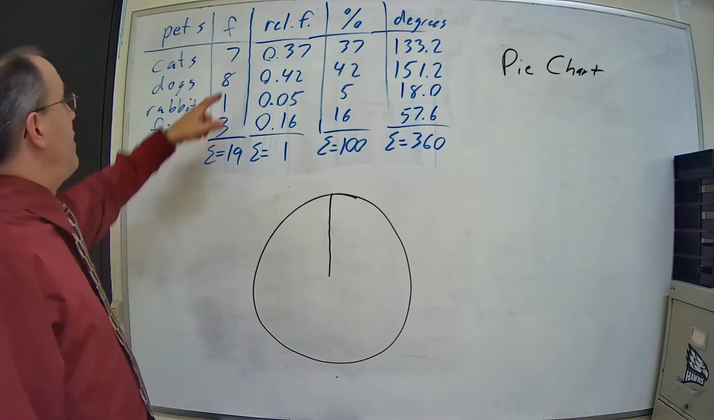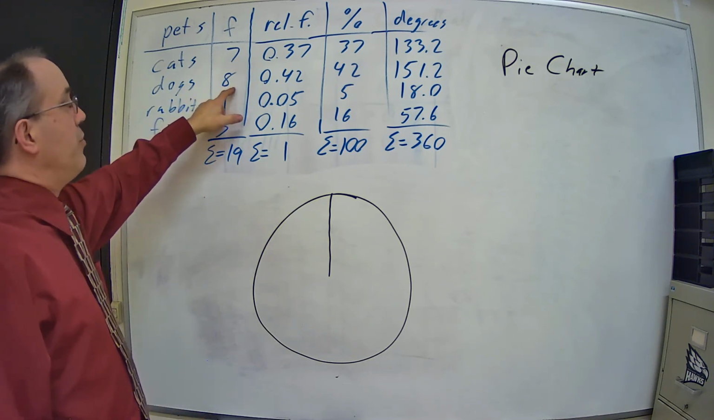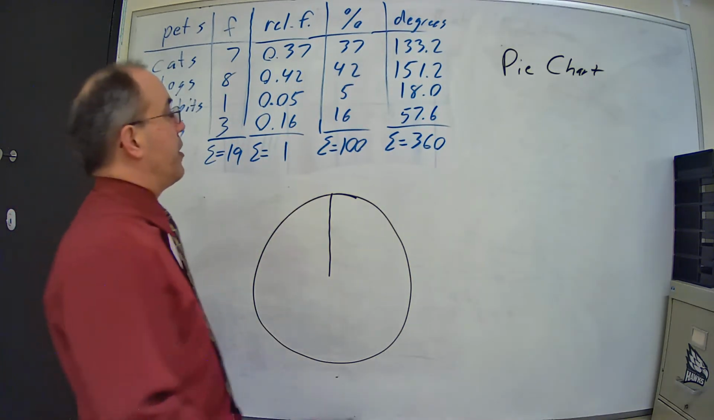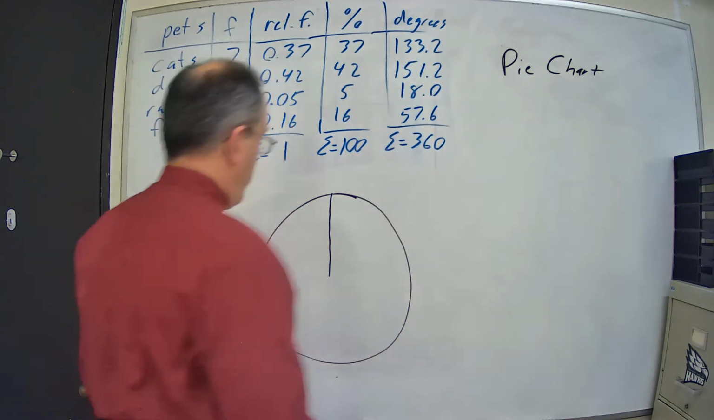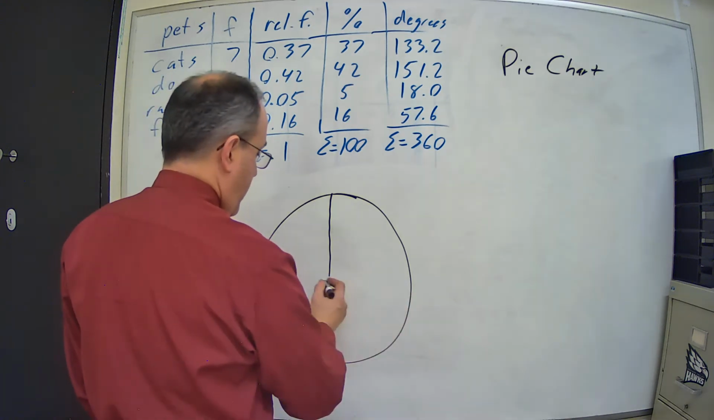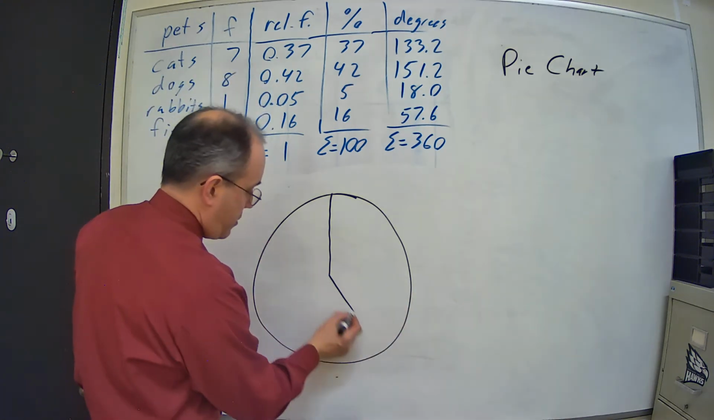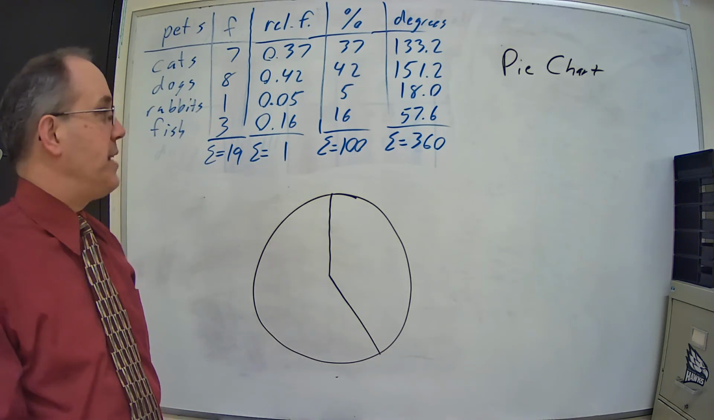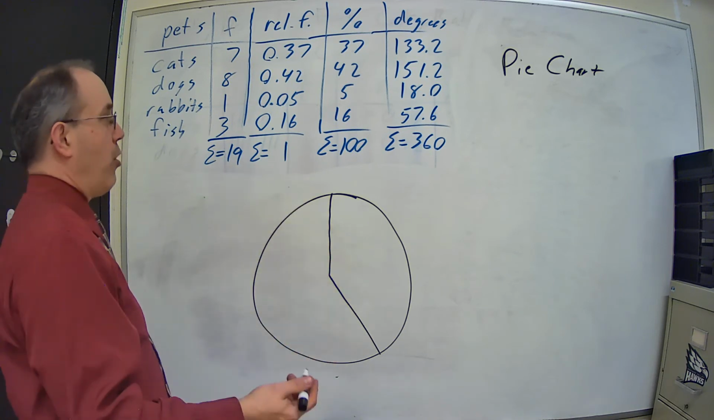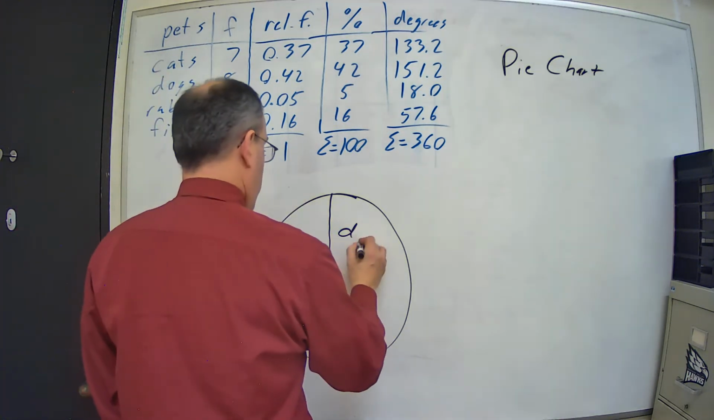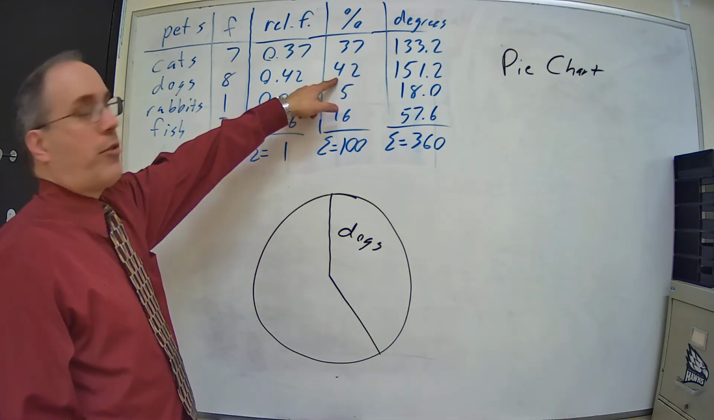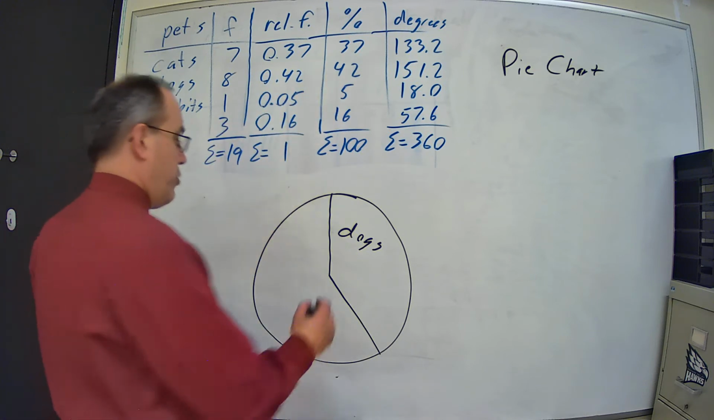So our largest category is dogs with 8 in it. And we look at degrees. Remember, this is where the degrees column comes into play. We look at that and say, okay, it's 151.2 degrees. I know all the way down would be 180. And I know that's 90. So 152 is going to be somewhere around there. I'm not going for exact, but close enough. So that's 151.2 degrees, more or less. So that is dogs. And we want to make sure that we look at the percent column, not the degrees column. That's 42%.